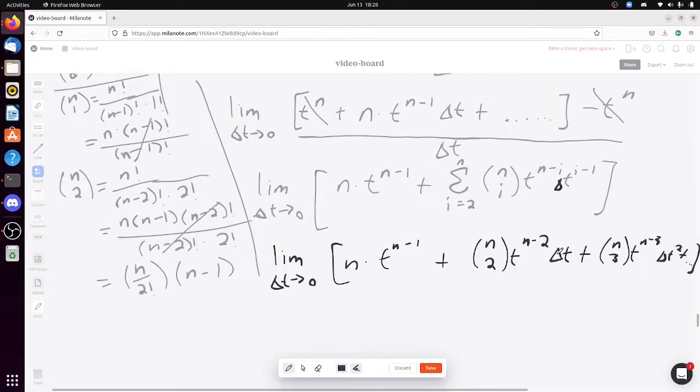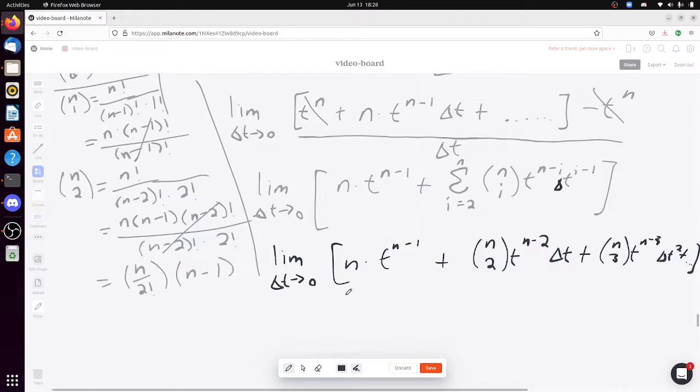So we start off in this term, we're just looking at delta t. Next term, delta t squared. Next term, delta t cubed. Next term, delta t to the 4th, on and on and on, up to n minus 2 at least. So if you think about it, as we let delta t go to 0, those terms are going to be 0.